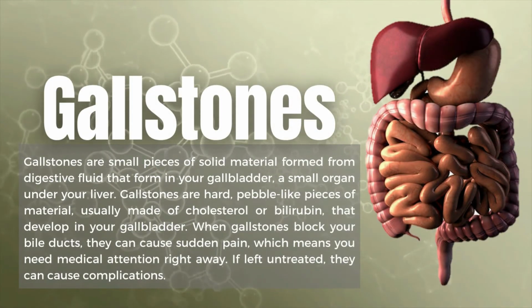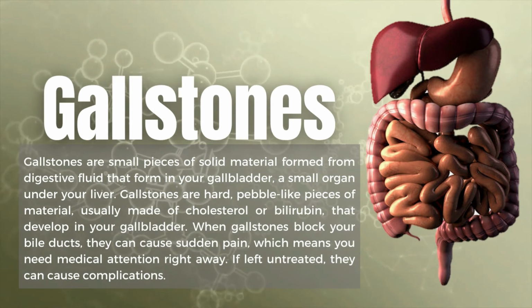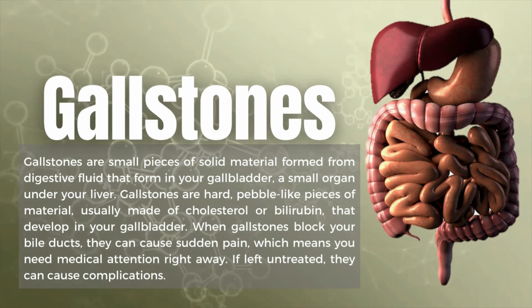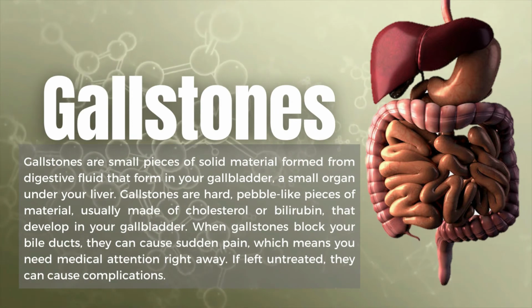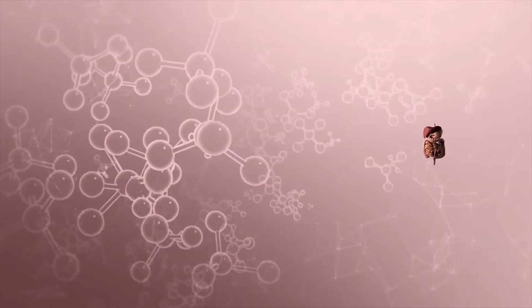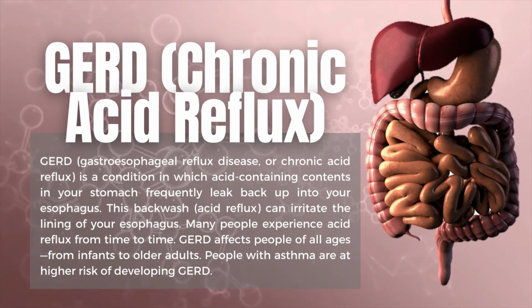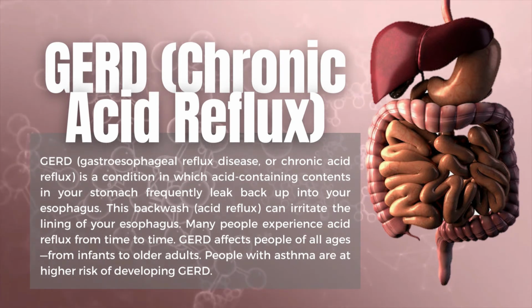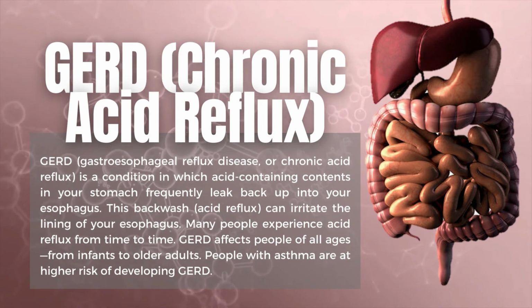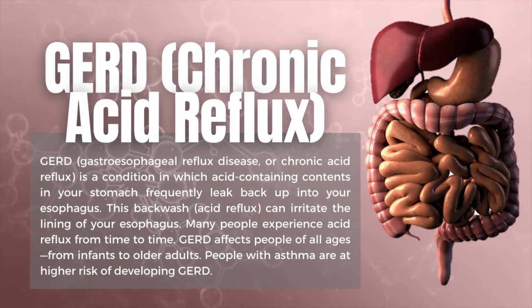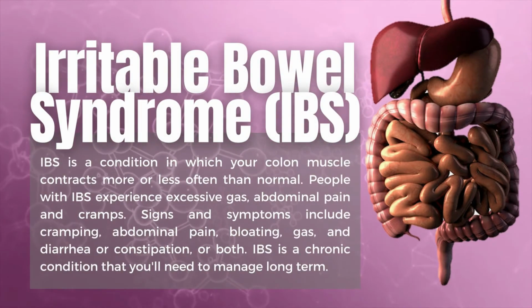Gallstones. Gallstones are small pieces of solid material formed from digestive fluid that form in your gallbladder, a small organ under your liver. Chronic acid reflux. Chronic acid reflux is a condition in which acid-containing contents in your stomach frequently leak back up into your esophagus.